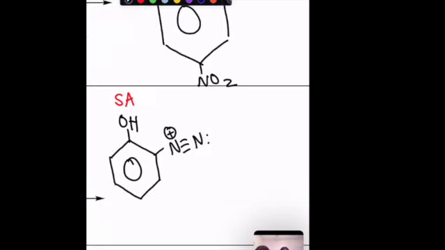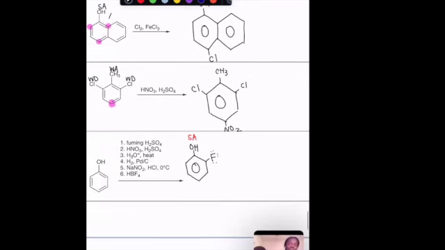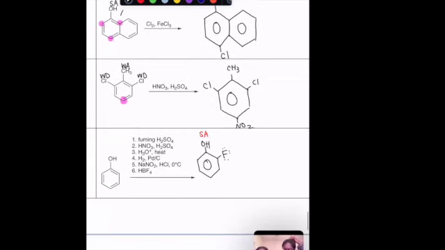Yes. And if you didn't memorize the reactions, you might think, what does HBF4 add? Does it add a B? No, because if you did those reactions, you would know HBF4 after a HONO step adds a fluorine. A fluorine. And that's your final product.